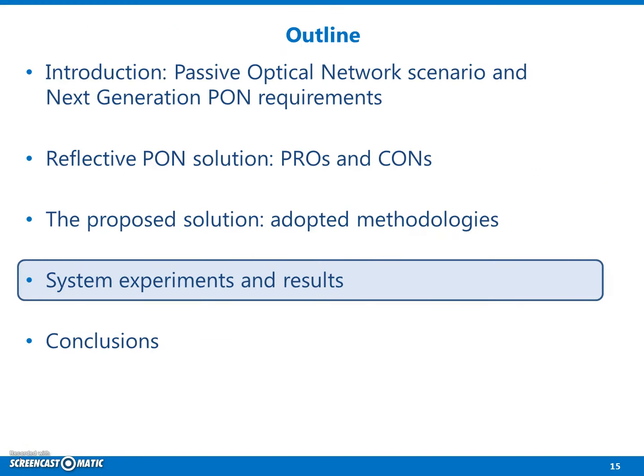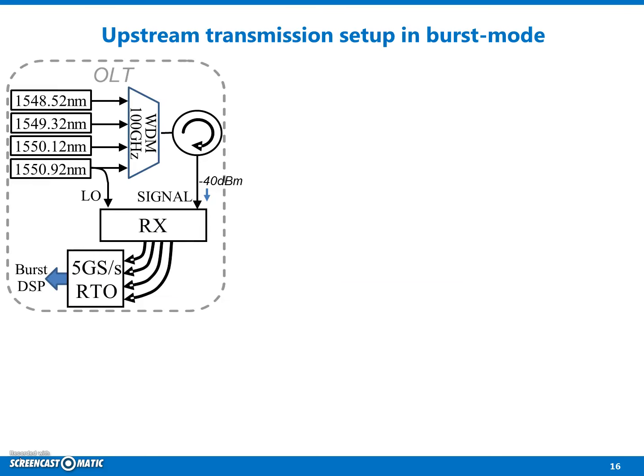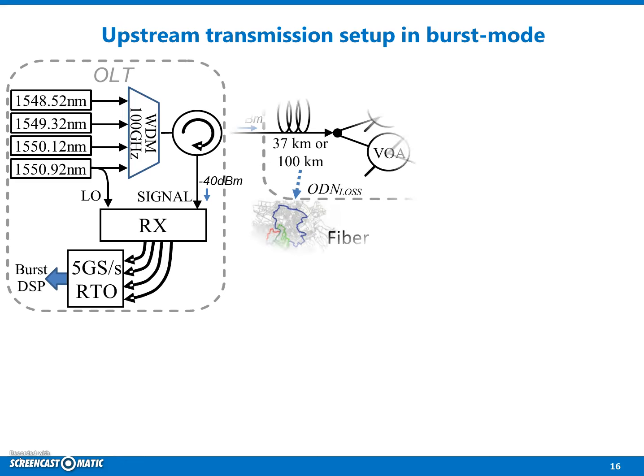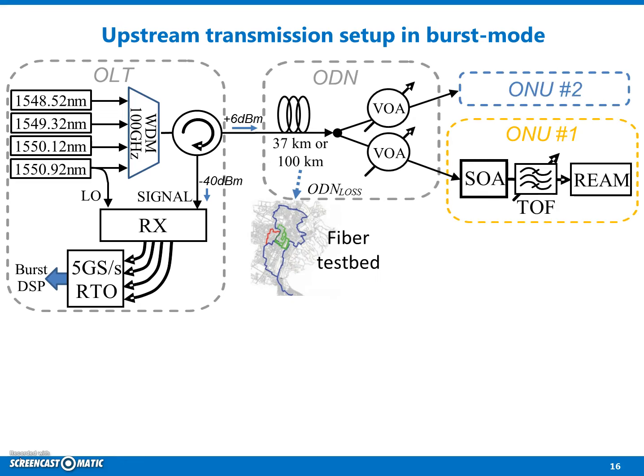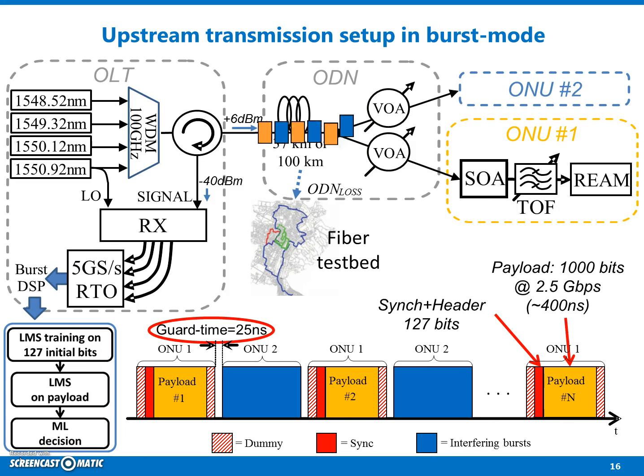Therefore, I realized a full working reflective PON architecture prototype for upstream transmission composed by an optical line terminal with its light source and coherent receiver, a real installed optical distribution network, and two burst mode reflective optical network units, the one under test and the interfering one, which generate their optical packets according to the time division multiple access approach. The upstream packets at the optical network units' outputs propagate back through the optical distribution network towards the optical line terminal coherent receiver, and they are post-processed with a custom burst mode digital signal processing algorithm based on the well-known least mean square algorithm and a maximum likelihood decision in order to compute the bit error rate of each packet.